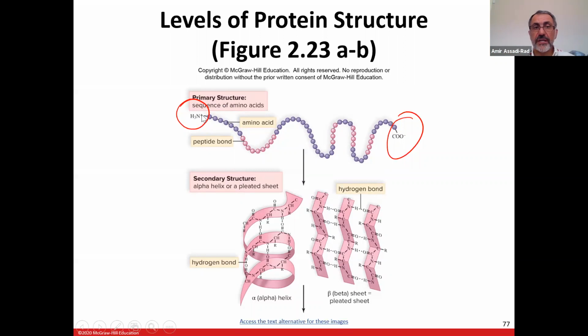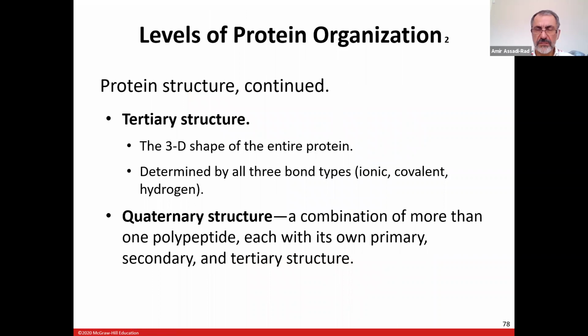So these two are examples of primary, a primary straight chain, nothing big deal, okay? And then of course you have secondary. An example of a primary would be your insulin in your body. Secondary would be in your protein in your muscle cells. So yeah, protein structure continues. Tertiary, the 3D shape of the entire protein, is determined by three bond types: ionic, covalent, and hydrogen bond.